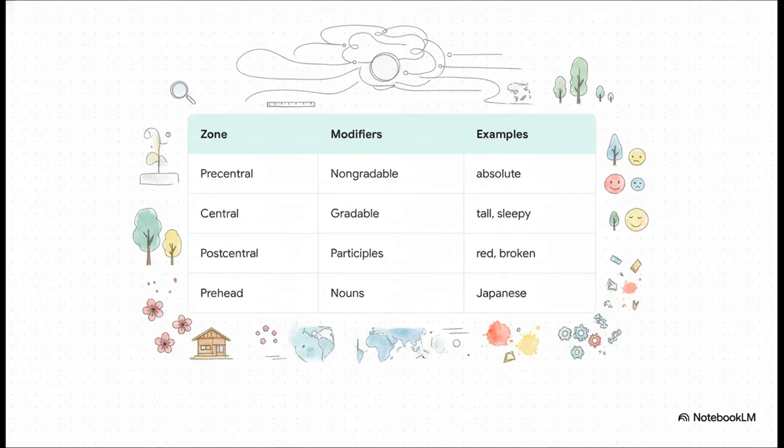Zone 1 is pre-central, reserved for non-gradable adjectives like absolute or certain. Zone 2 is central, for your typical gradable adjectives like tall or attractive. Slide over to Zone 3, the post-central zone, and that's where colors and participles like red or broken live. Finally, Zone 4 is pre-head. This holds the most nominal modifiers, like nationalities or materials, think Japanese or wooden.